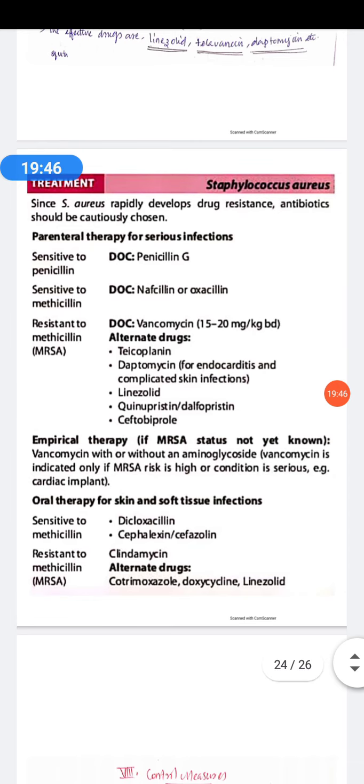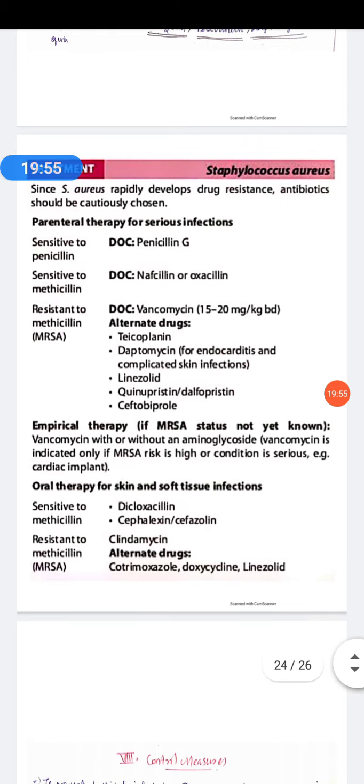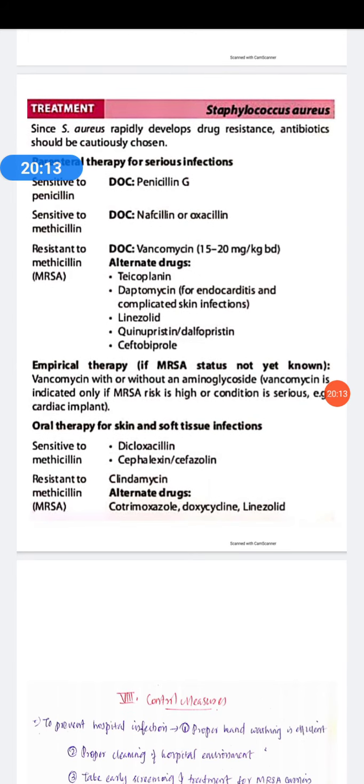Then come to the treatment for Staphylococcus aureus infection. There is parenteral therapy and oral therapy. First come to parenteral therapy for serious infection. When the strain of bacteria is sensitive to penicillin, we can give penicillin G. When the strain is sensitive to methicillin, we can give nafcillin and oxacillin. If it is resistant to methicillin, we can give vancomycin. That is the drug of choice.